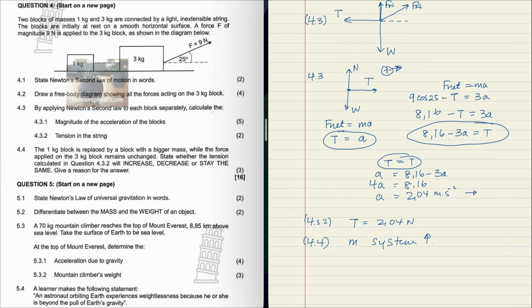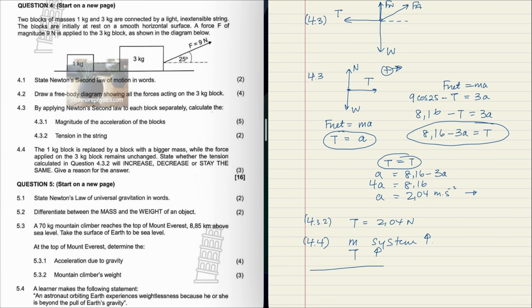And since the force applied on that 3 kilogram block is staying the same, it then means that it's going to require a larger force to pull it, but the force applied is not increasing, so that means the tension must increase. So tension must increase.